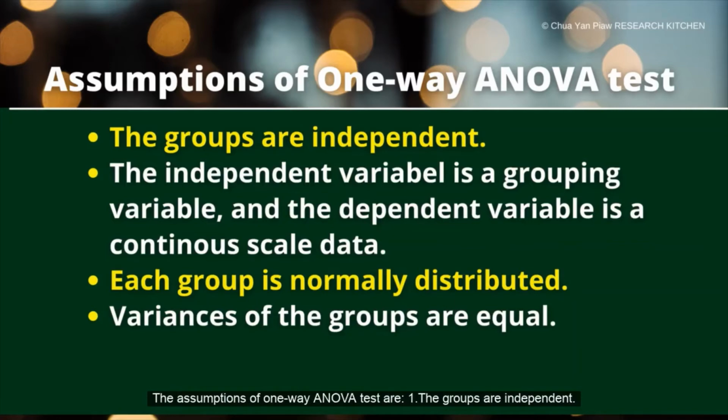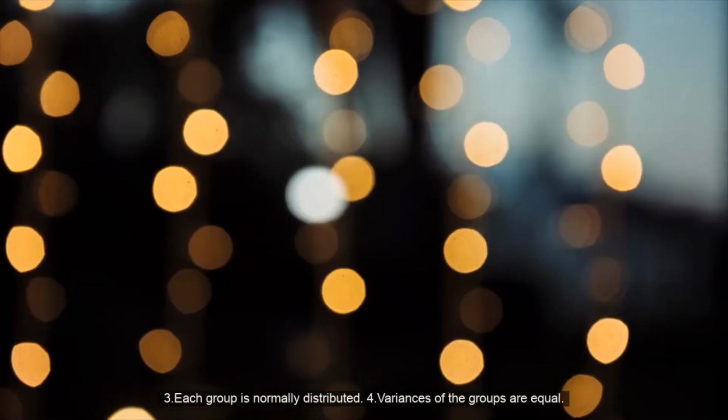The assumptions of the one-way ANOVA test are, first, the groups are independent. The second assumption is the independent variable is a grouping variable and the dependent variable is a continuous scale data. The third assumption is each group is normally distributed. And the fourth assumption is the variances of the groups are equal.